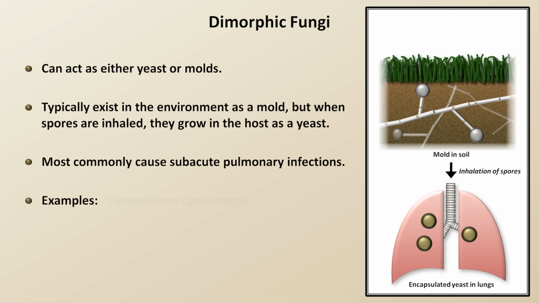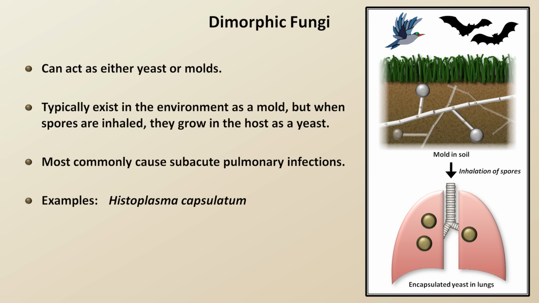Some examples include histoplasma, located in the American Midwest and South. This organism is particularly fond of areas frequented by birds and bats. Birds and bats aren't necessarily reservoirs themselves, but their droppings can apparently alter the soil chemistry to make it favorable for histoplasma growth. Other examples include blastomyces, also found in the American Midwest and South, as well as a bit in Canada.